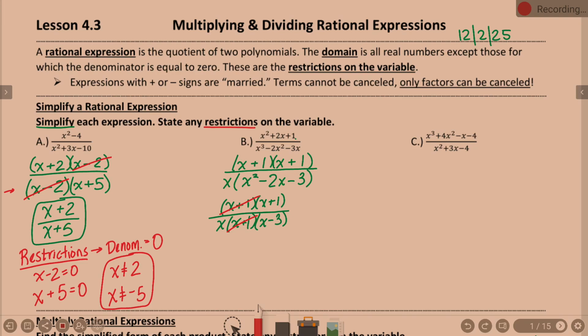Anything else cancel? No, nothing else cancels. So everything else is just going to carry across into my answer. So on top, I still have an x plus 1. On bottom, I have a factor of x, don't forget about it, and a factor of x minus 3. Okay? We don't usually multiply anything back together. We usually leave it in factored form. And don't forget to do your restrictions.